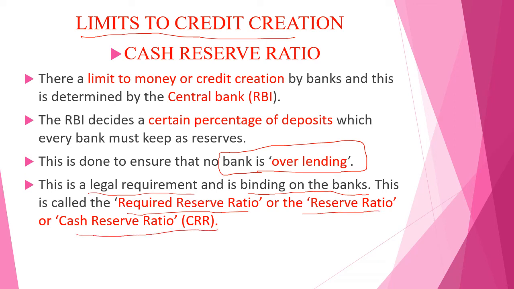So this is a reserve. The reserve means the certain percentage of deposits which every bank must keep as reserve. So there are two types of reserve, that is cash reserve ratio and statutory liquidity ratio. In the case of cash reserve ratio, the bank has to keep a certain percentage of deposits as cash. That is called a cash reserve ratio. And why is RBI imposing such guidelines on banks? This is done to ensure that no bank is overlending, and also to limit the credit creation. These are the functions of these tools.